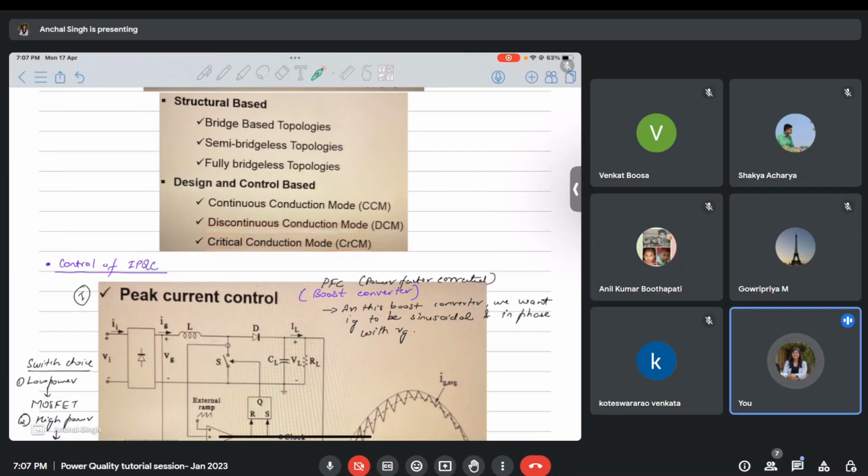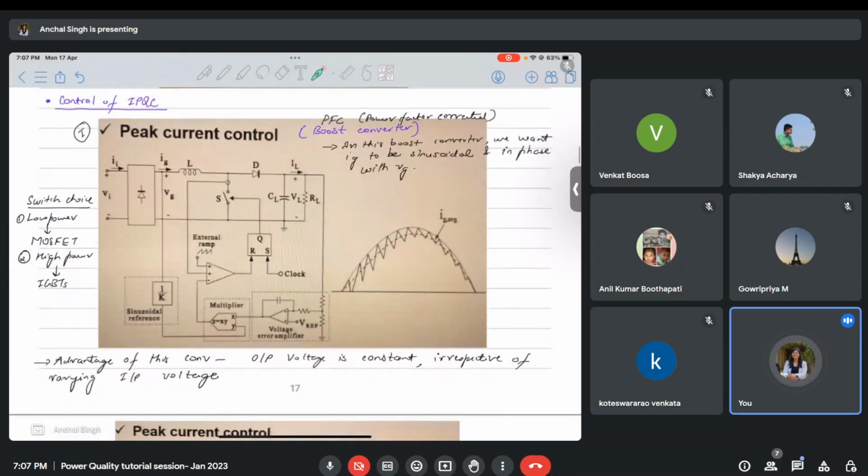What is critical conduction mode? When you transition from continuous conduction mode to discontinuous conduction mode, there is a boundary condition. Below that boundary there is continuous conduction mode. After that boundary there is discontinuous conduction mode. So this boundary is called critical conduction mode.